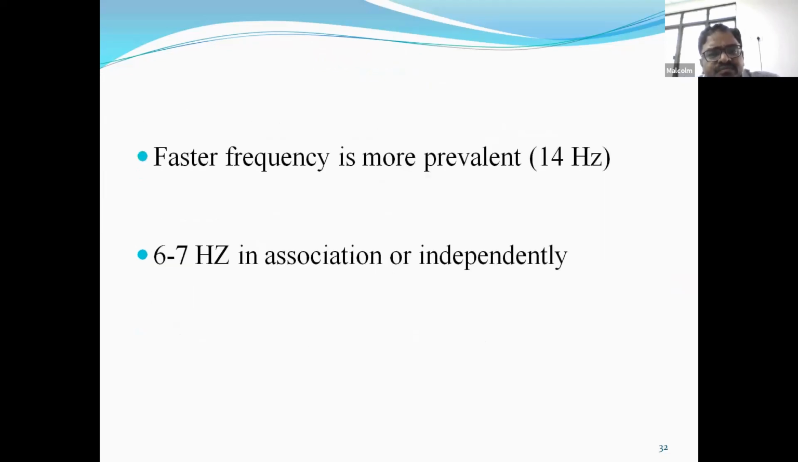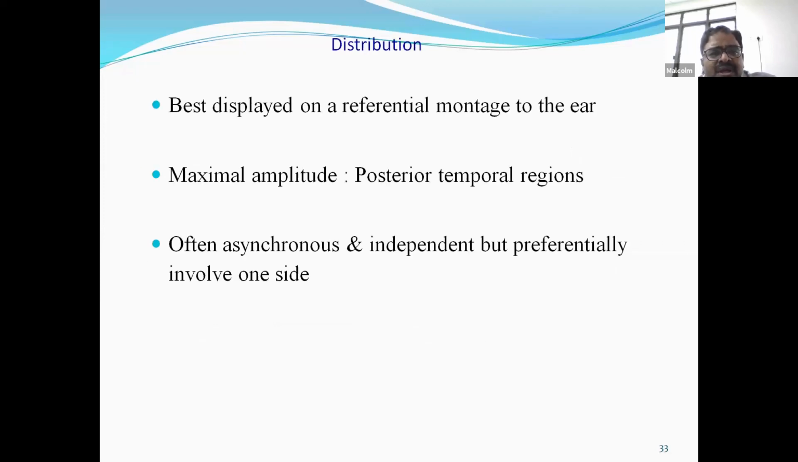The faster frequency is more prevalent at 14 hertz, and the 6 hertz can occur in association or independently. I will be showing the EEG subsequently. They are best displayed on a referential montage. The maximum amplitude is seen in the posterior temporal regions. They are often asynchronous and independent, but preferentially involve one side.